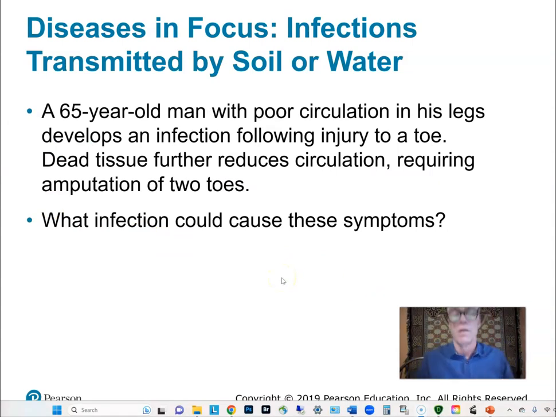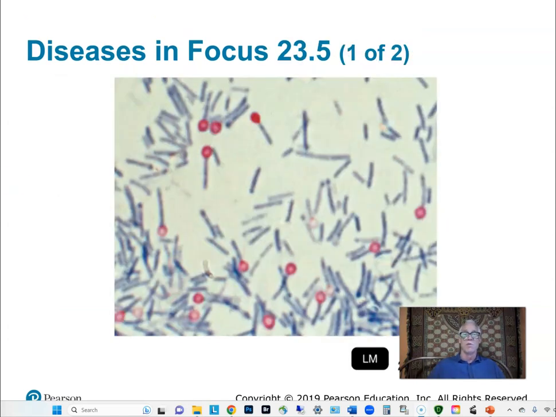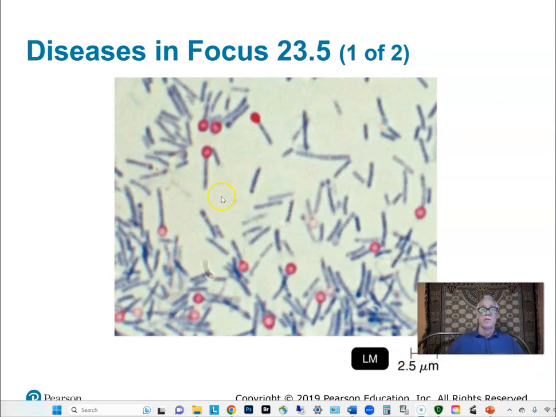A 65-year-old man with poor circulation in his legs develops an infection, which eventually worsens and he has to have amputation take place. Looks like gangrene. Clostridium perfringens got into a wound where there wasn't enough oxygen being delivered, and the obligate anaerobes were able to grow in there, and he had to remove those toes to save the rest of the body. And there's some Clostridium perfringens bacteria making some endospores.